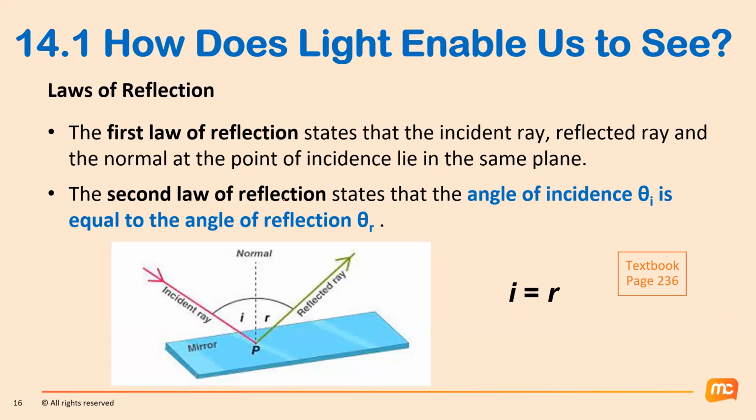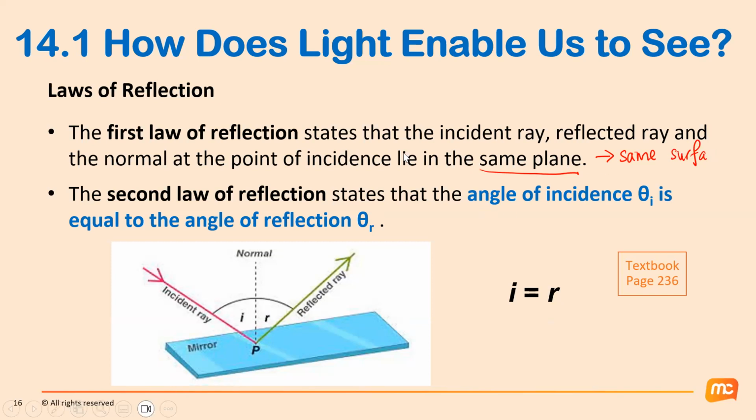The law of reflection, the first law, states that the incident ray, reflected ray, and the normal all lie in the same plane. So what do I mean by that? I have a picture that is 3D. It simply means that if they are on the same plane, it actually means on the same surface.